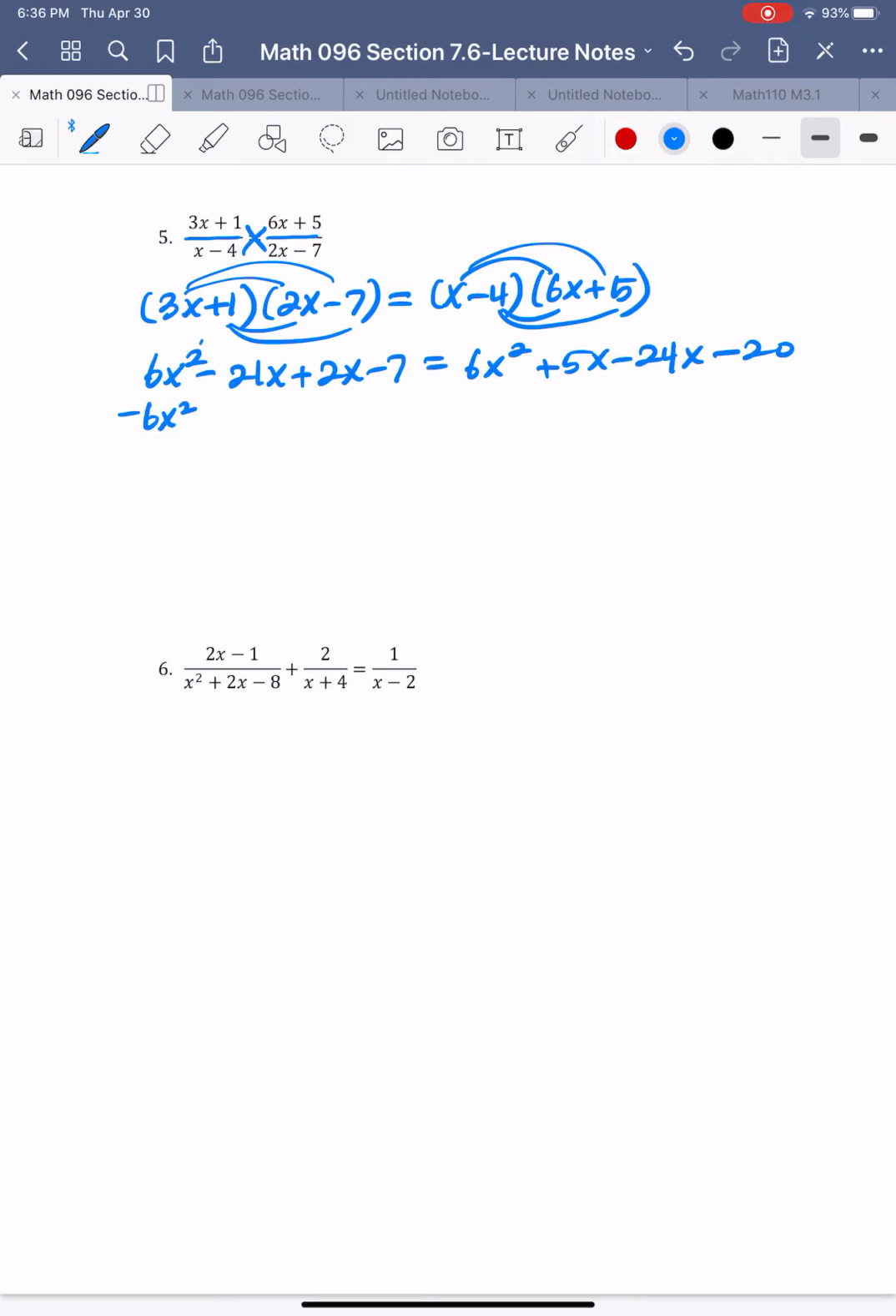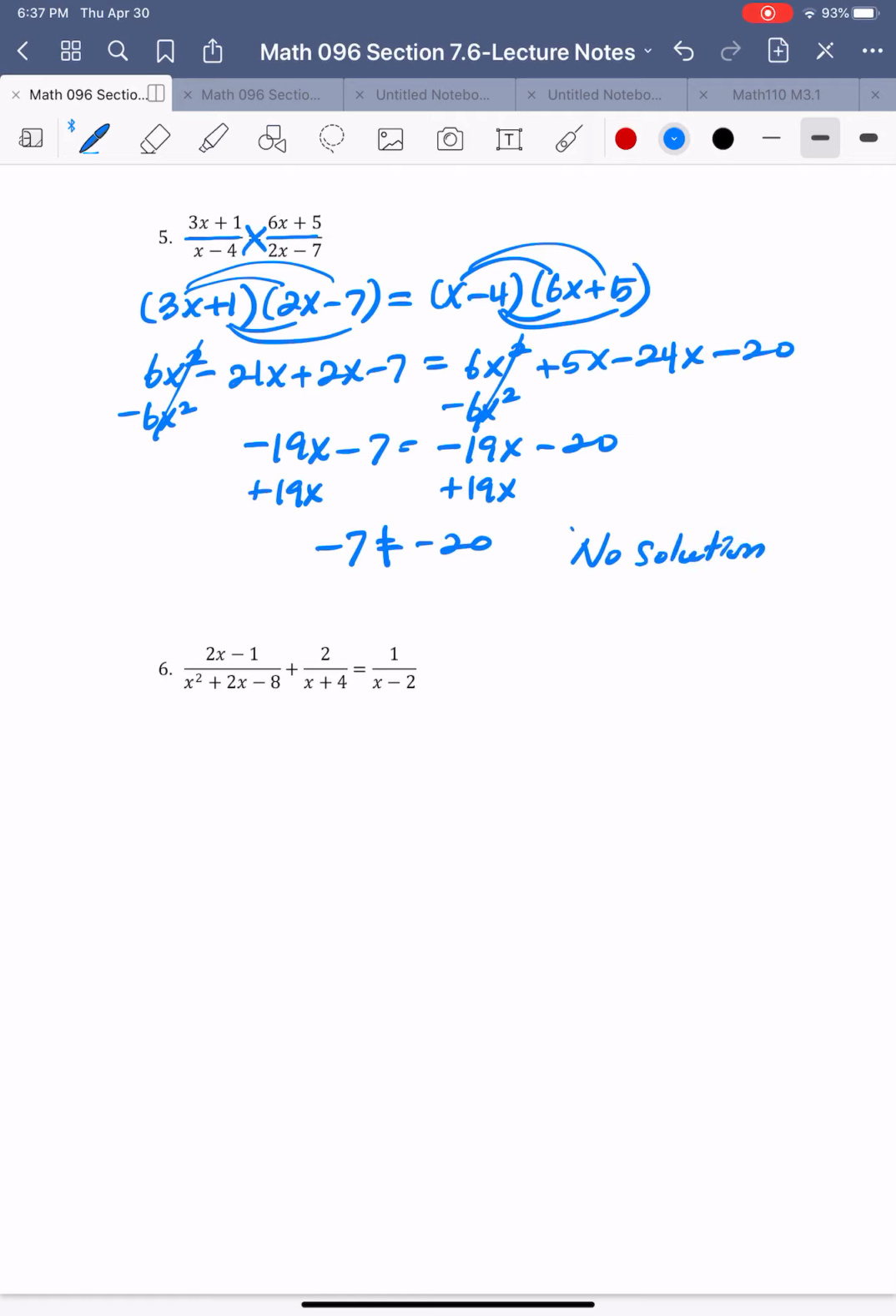Subtract 6x squared on both sides, cancel the x squared. And then this is negative 19x minus 7 equal to negative 19x minus 20. Oh, so if you add the 19x on both sides, which is negative 7 equal to negative 20. Uh-oh, this is not true, right? So there's no way you can solve for x. So this is a no solution case, even though there's a restriction, doesn't work.